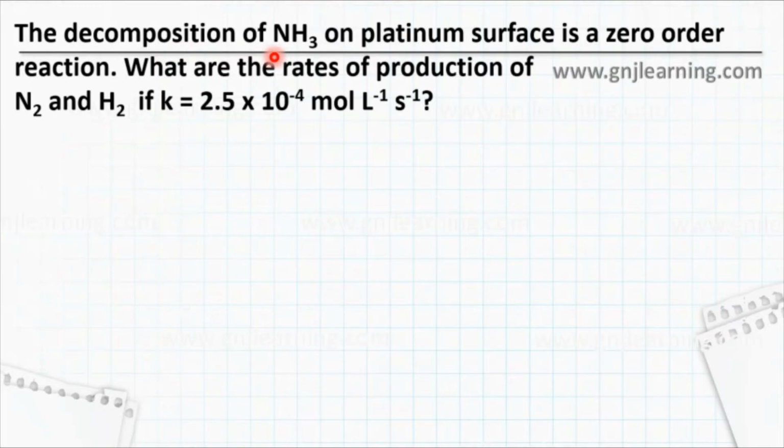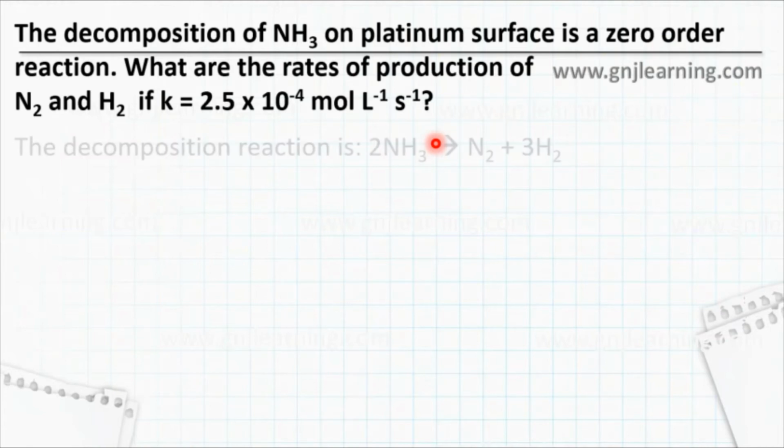The decomposition of ammonia on platinum surface is a zero order reaction. What are the rates of production of N2 and H2? So upon decomposition, ammonia will give out nitrogen and hydrogen. So we should write that equation to know the stoichiometry. And the value of K is given. If K is given, definitely we can go for a rate law. And according to the rate law, order of the reaction is zero order. So let's see how to solve this.